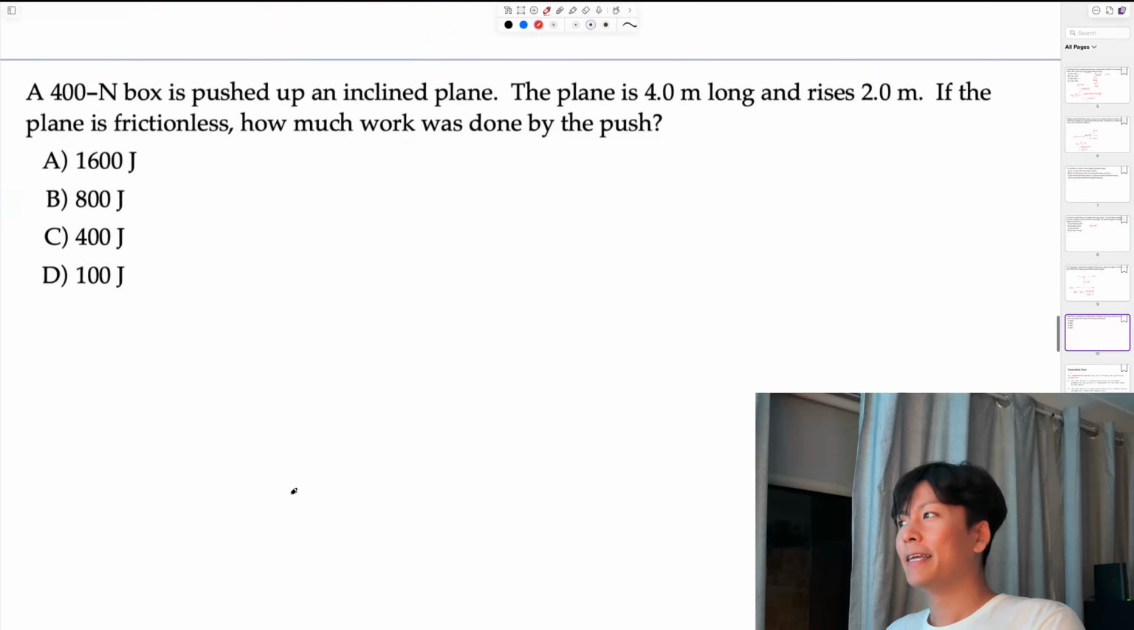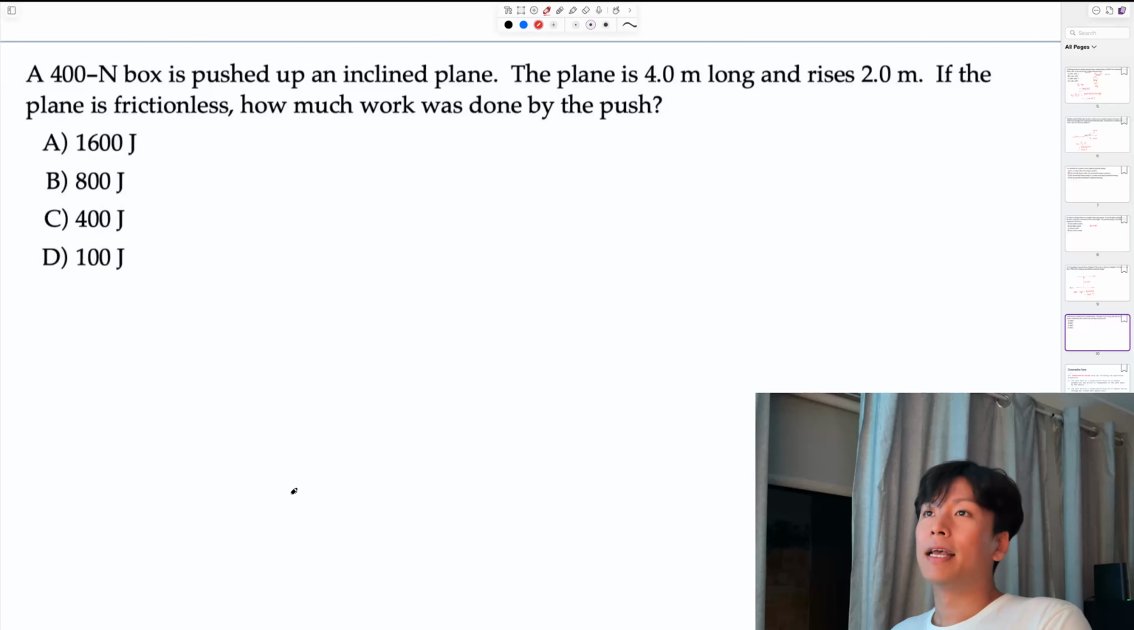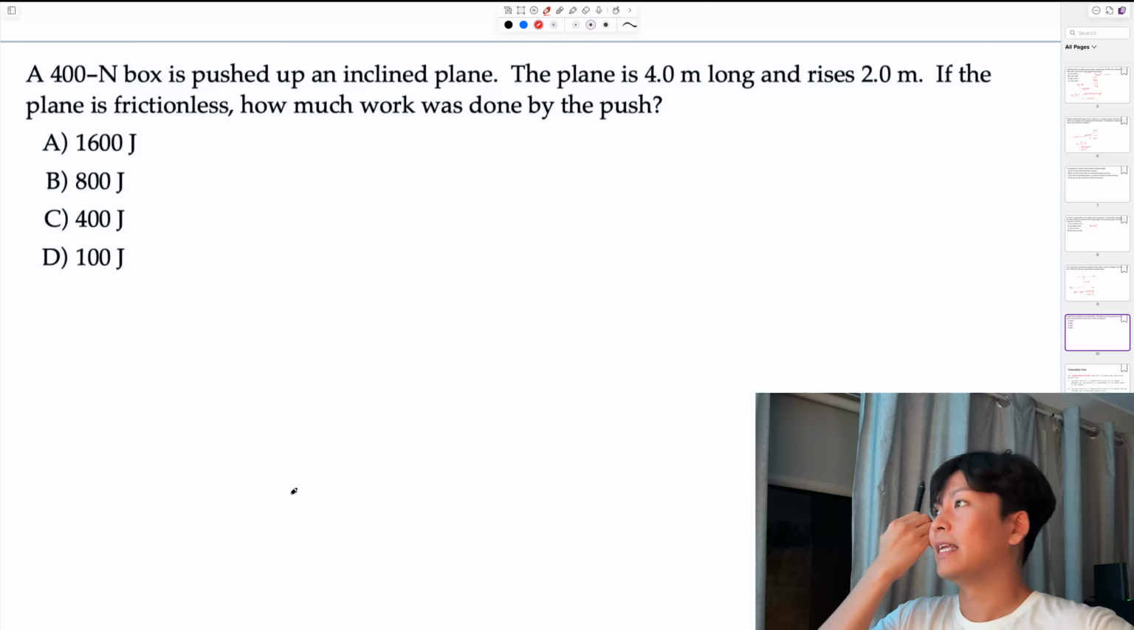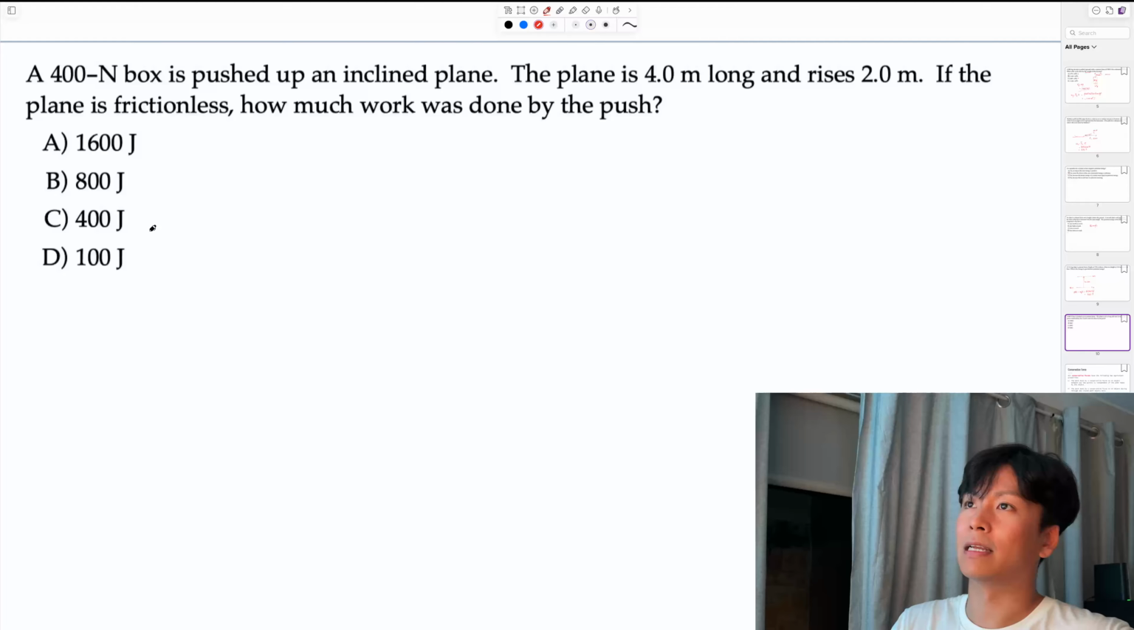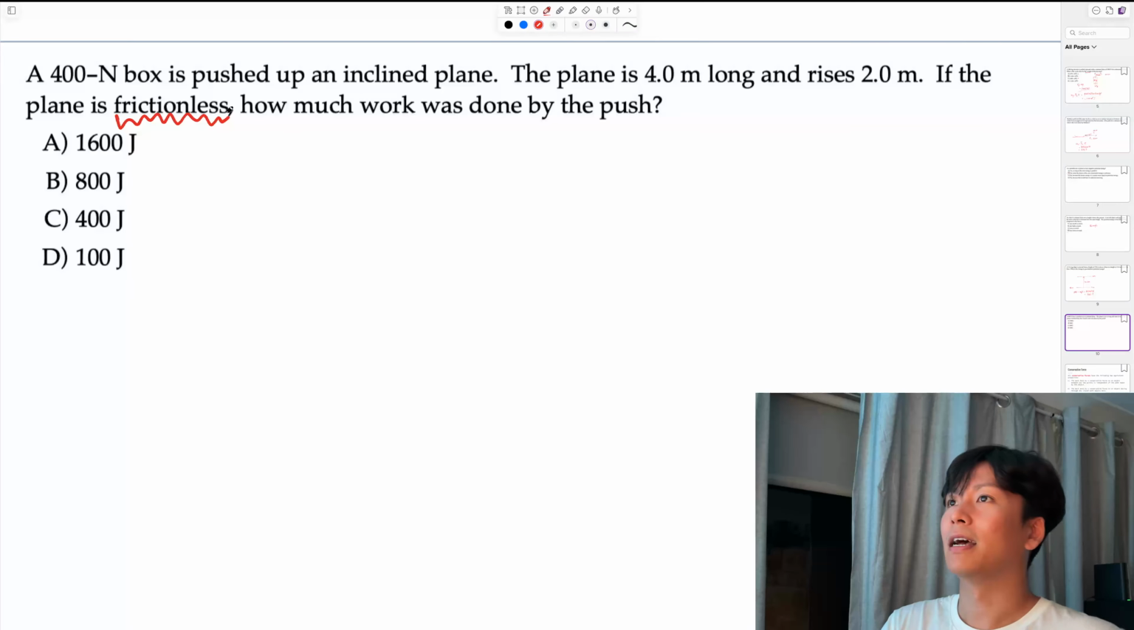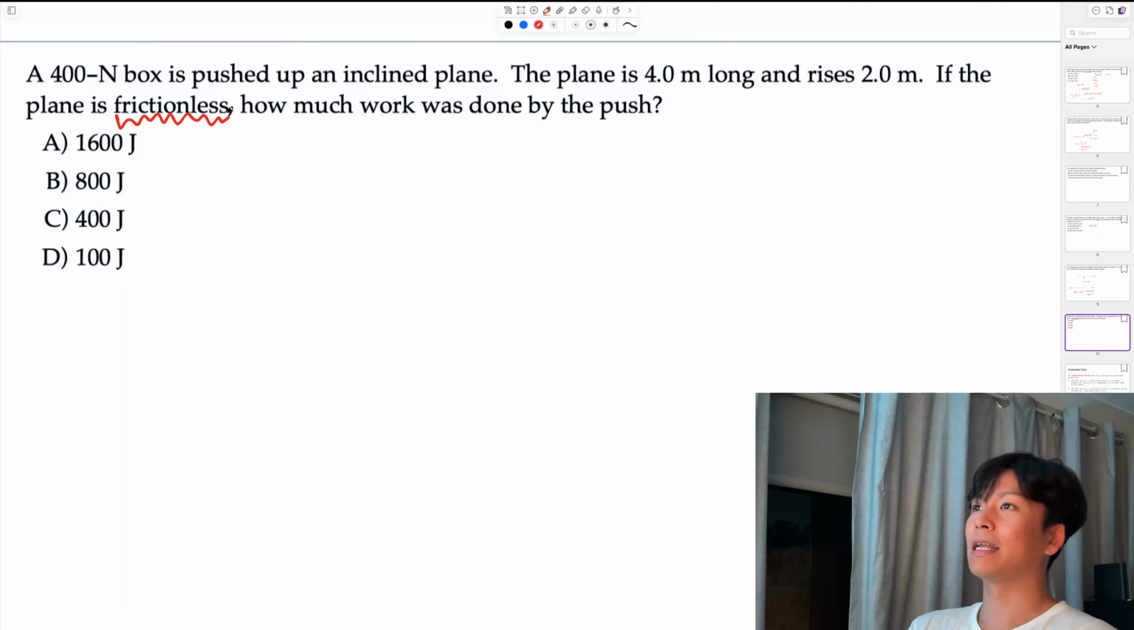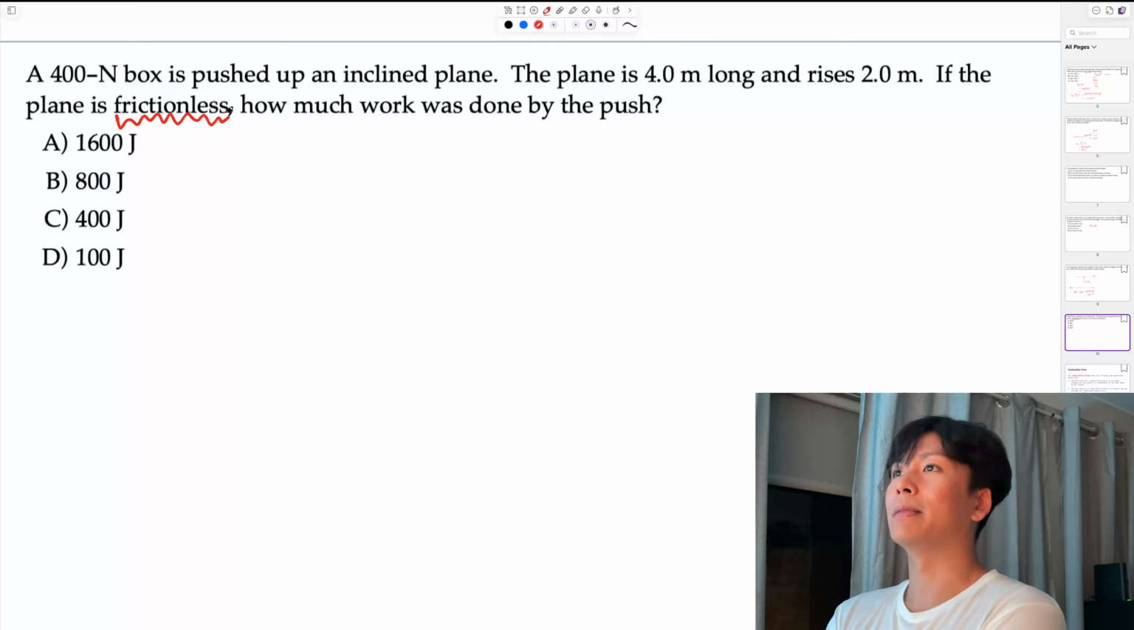Okay. Next one, or last one. A 400 newton box is pushed up an inclined plane. The plane is 4 meters long and rises 2 meters, and the plane is frictionless. An important point here is that the plane is frictionless. So there's only the push force and the force of gravity acting on it. So how much work was done by the push force?